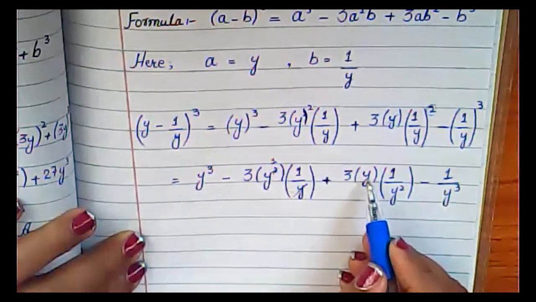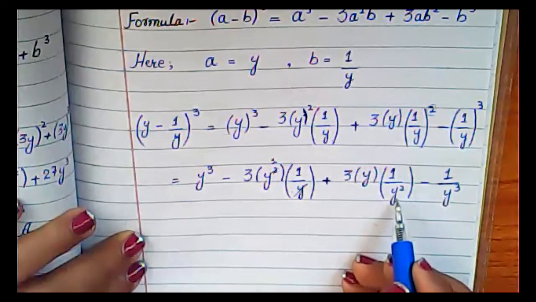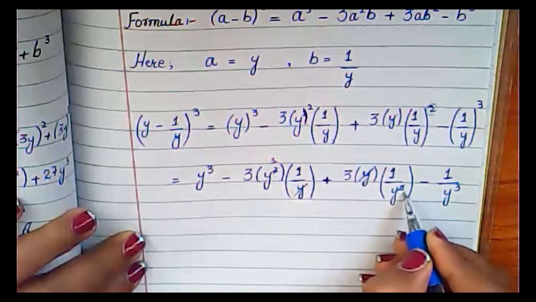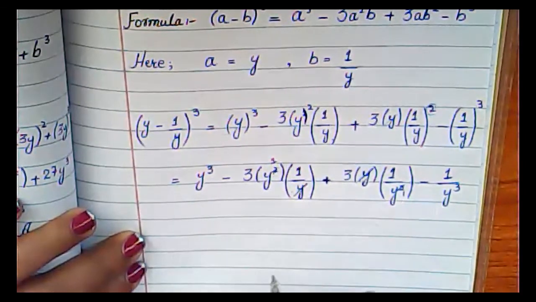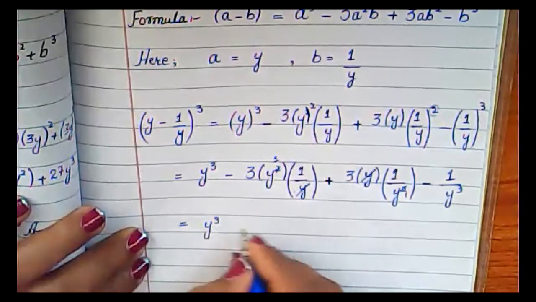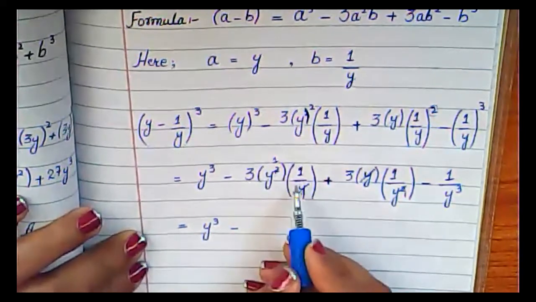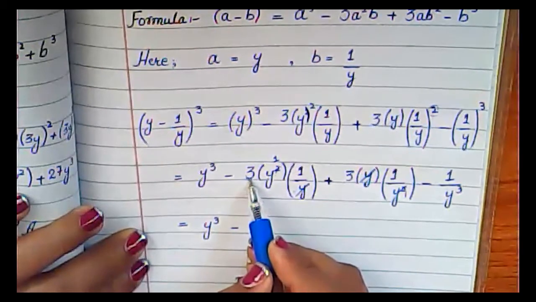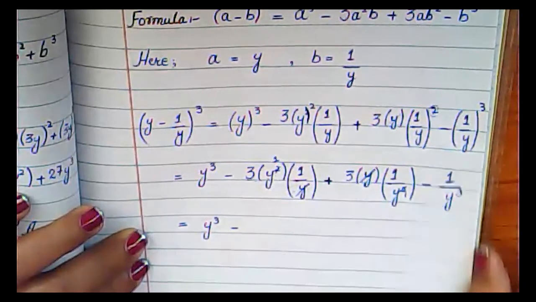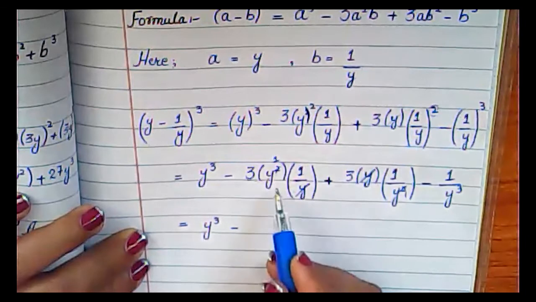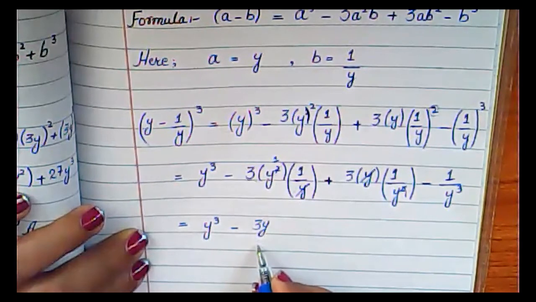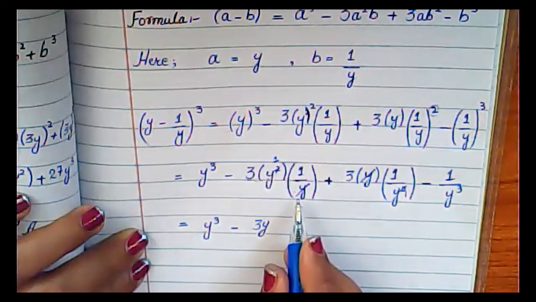So what you have here is a single y in the numerator and y square in the denominator. You will cancel one y with this one y, so one y will be left. So what will be the answer? Simply you will write y cube. Okay, minus, now in the numerator you have this 3, this y, and this 1. So 3 multiplied by y will be 3y, and 3y multiplied by 1 will be 3y. No need to write anything in the denominator because nothing is left there.